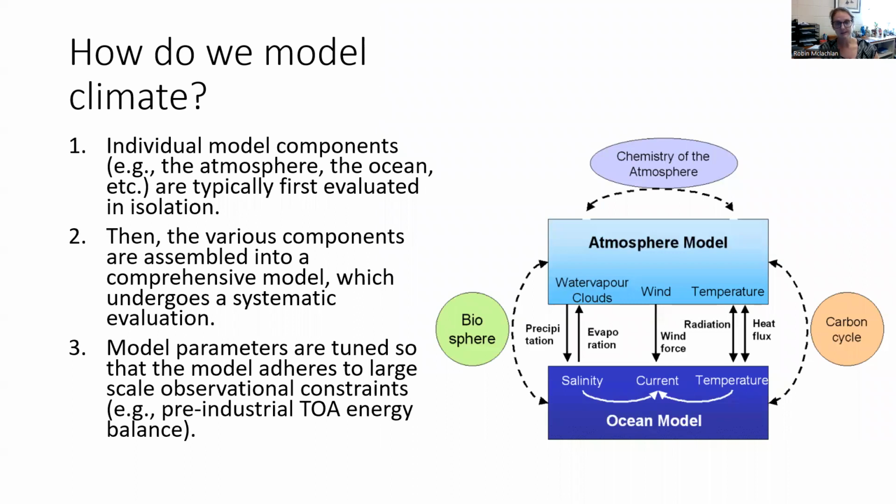So typically, again, we can't model everything all at once. So we typically model individual components separately, such as just modeling the atmosphere or just modeling the ocean, first in isolation. And then we bring those various components together into a comprehensive model that undergoes systematic evaluation. And to evaluate it, we run it many, many times, and then we compare it to observations and make sure that our model is able to accurately represent the observations we know to be true. If it doesn't represent what we know to be true, then the model doesn't work.